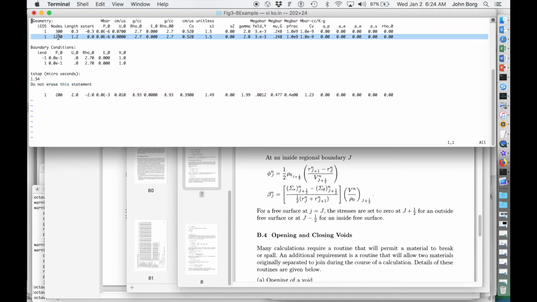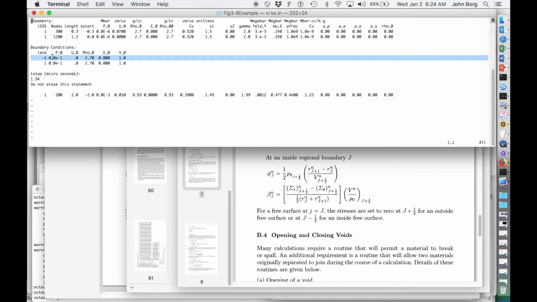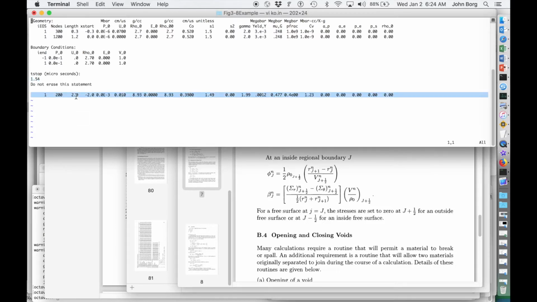It'll read as many of these lines as you put. So you can put as many materials in there as you want. You don't just need 2 materials. You could put in 10 or so. But you'll only ever put in 2 boundary conditions and 1 t-stop. So sometimes I store other materials down here. This looks like it's copper maybe, 8.93 density, just so I don't have to retype them all the time.